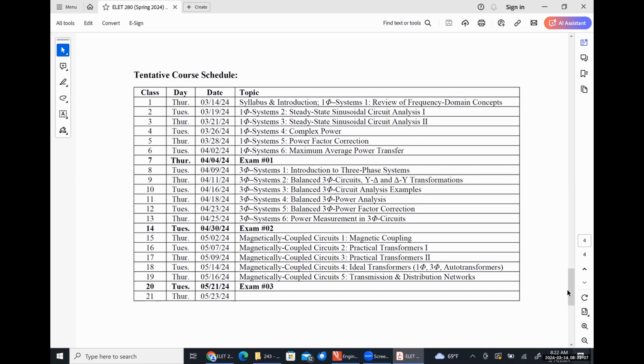As you can see, I've effectively broken the class up into 3 modules, the first on single-phase systems, the second on 3-phase systems, and then the third on magnetically coupled circuits. So that's really what we're going to be focusing on as we transition into electric machinery in your next power class. Any questions, comments, or concerns regarding the syllabus?